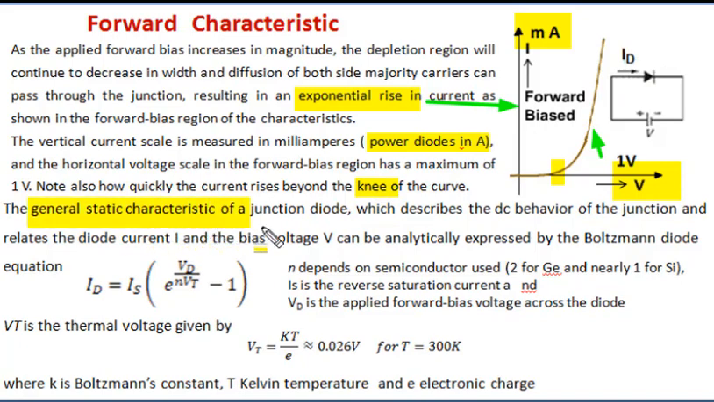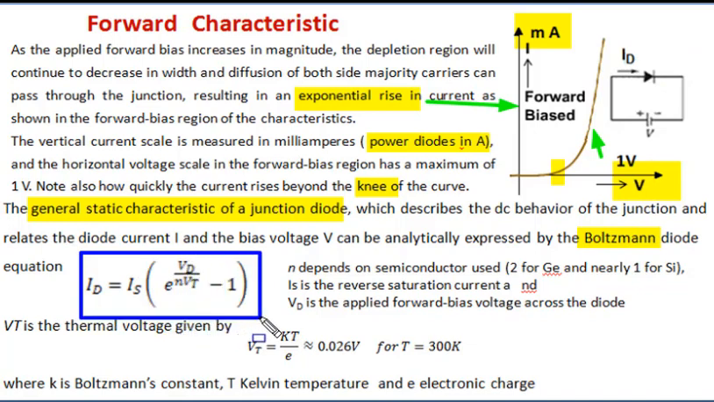The general static characteristics of a junction diode can be expressed by Boltzmann's equation, that is ID is equal to Is e raised to the power Vd by eta Vt minus 1. Here Is is the reverse saturation current which will always be in nanoamperes. Eta will depend on which type of semiconductor we are using. For germanium its value is 2 and for silicon its value is 1. Vd is the applied forward bias voltage across the diode.